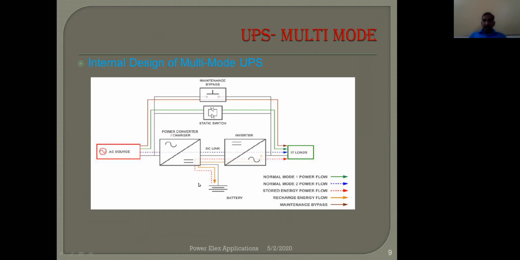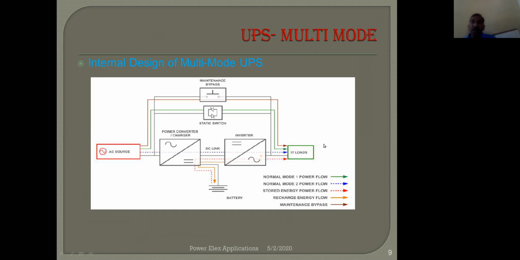Third operation, energy is stored in a battery because this controlled converter was charging the battery, AC to DC conversion, and this DC is stored. This battery has a discharge path connected to the DC link, connected to load. This is the discharge or stored energy power flow, this red one. Means battery to inverter to load. This is the charging action or recharge power flow. And this is the maintenance bypass, passing AC mains to the load.